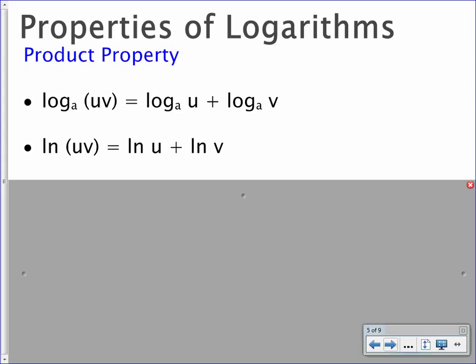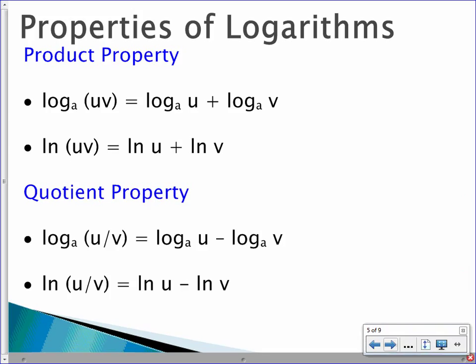Let's talk about division. If we are dividing numbers who have the same base raised to an exponent, what do we do with the exponents? We subtract them. So if there's division inside of our logarithm, we can break it up by subtracting our logarithms.